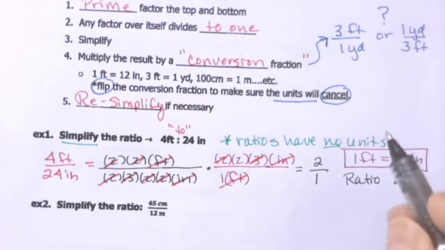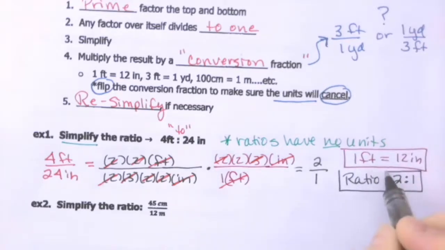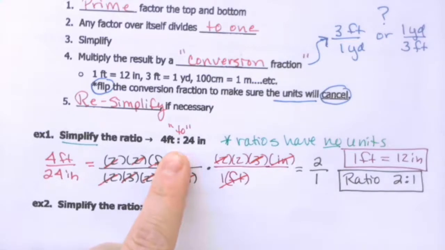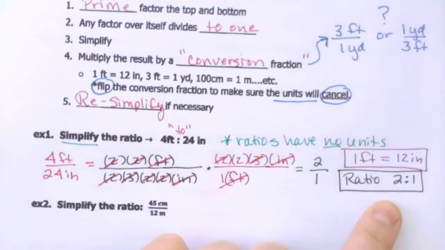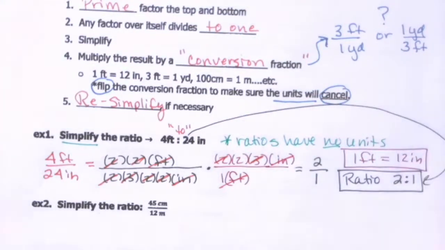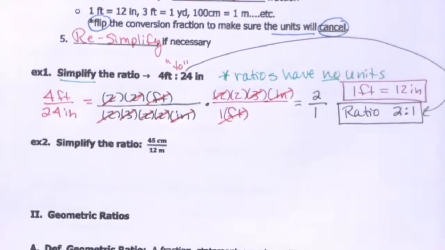Your choice of which form to end up with, fraction or colon form, depends on how you start. This one started in colon form, so you end in colon form. This one's going to start in fraction form, so you will end in fraction form. So choose your form by what you start with. And we have reduced the ratio using a conversion fraction.